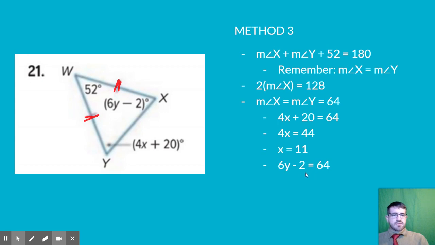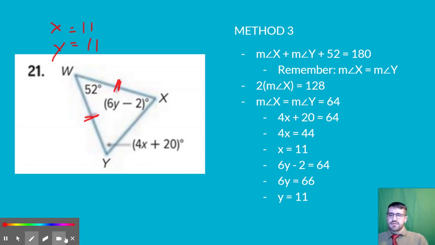And 6y minus 2 equals 64. Add 2, you get 6y equals 66. And you get y equals 11. So our final answer for this problem, using any of the methods listed, is x equals 11, y equals 11. And you could do the algebra differently, anywhere, as long as you get the values x and y are equal to 11.